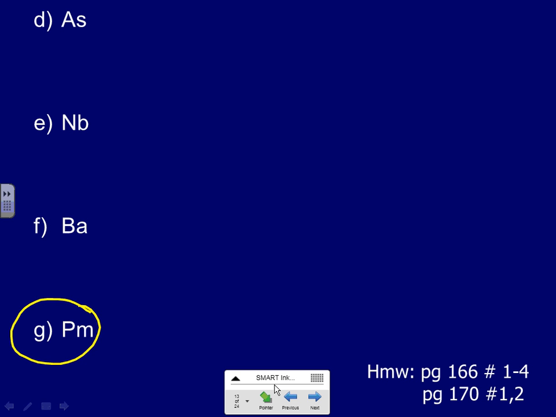Just a handful of problems on drawing energy level diagrams and electron configuration.